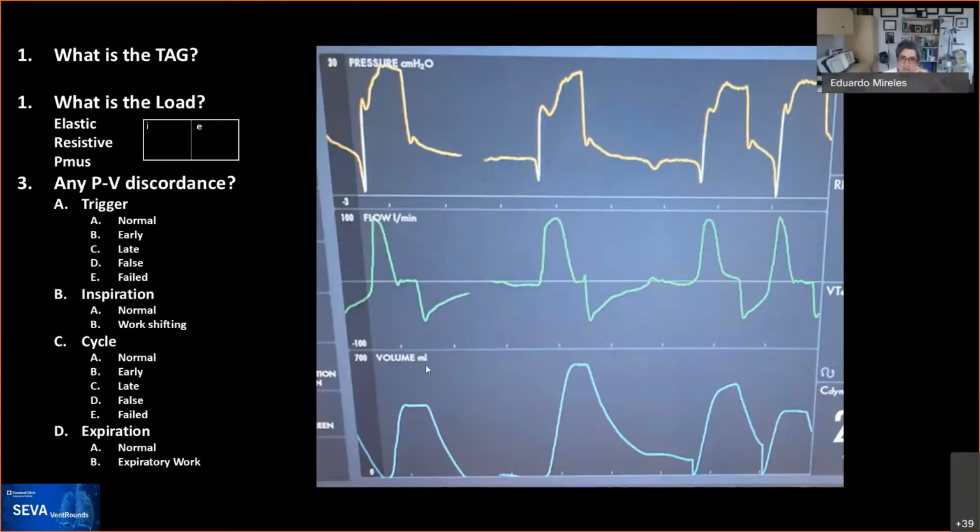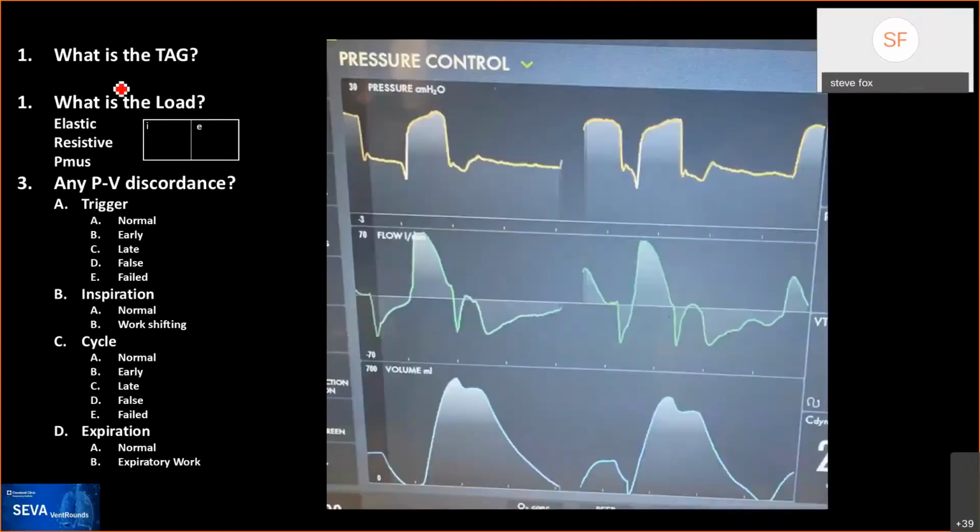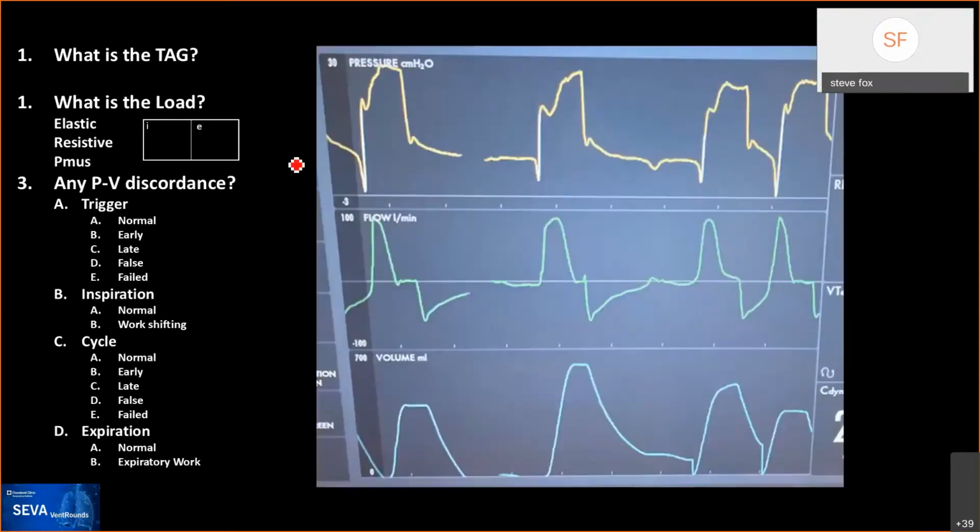So go at it. Okay, so it looks like it would be pressure control because the flow waveform is not constant, and it looks like there's a fixed inspiratory time. So I'm going to go with PC, and the fixed inspiratory time also means that not all breaths are patient cycled, which makes it CMV. So I'll go with PC CMV. The load, it looks like there's a lot of effort all throughout, which makes me think that Pmus is probably the predominant load. And then I'll move on.